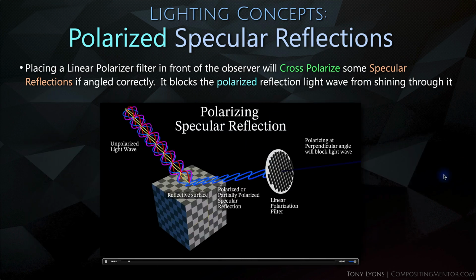This is my 3D representation of the polarized specular reflections. So you have unpolarized light coming in and hitting this reflective surface, and then the reflection is being partially polarized or completely polarized depending on the angle. And then we have a linear polarization filter in front of the camera, which either allows the specular to go through if it's the same angle, or if it's perpendicular, so in this case if it's vertical, it is then blocking the specular. However, because the diffuse of the surface is unpolarized, it will still show the diffuse.